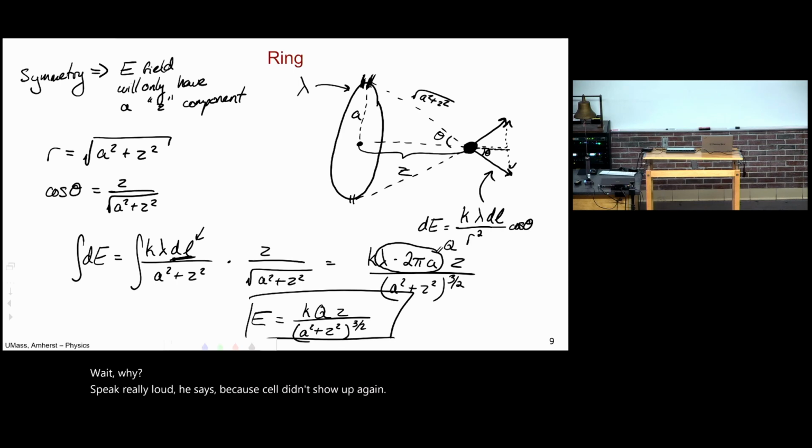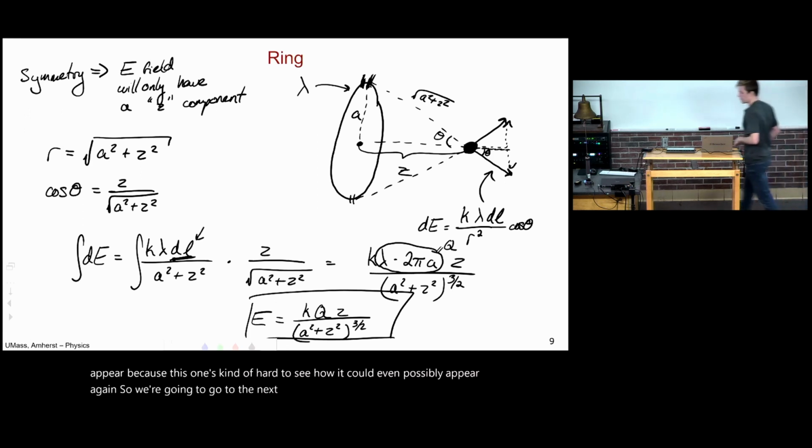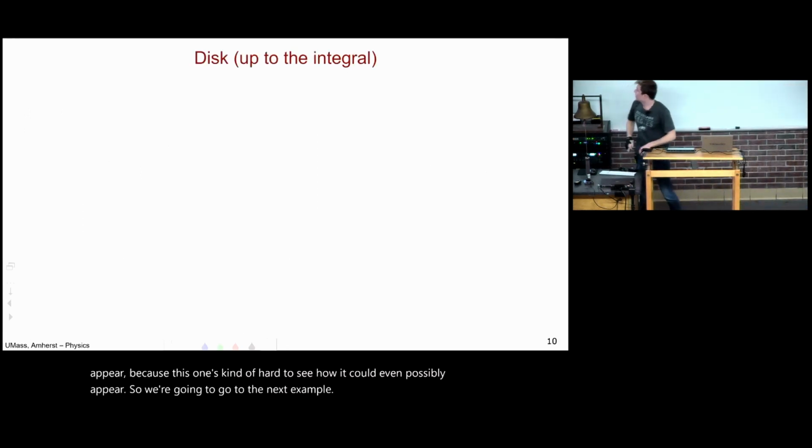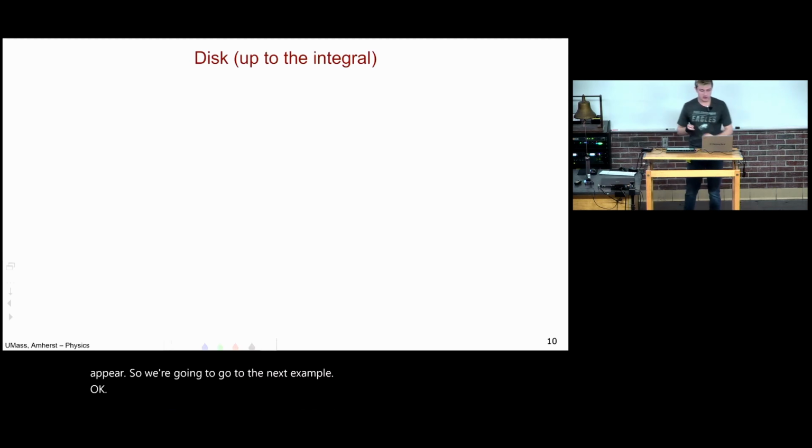Yeah, so let me go on to the next example, and you'll see an example where it does appear, because this one's kind of hard to see how L could even possibly appear again. So we're going to go to the next example. Okay. Next example is going to be a solid disk.